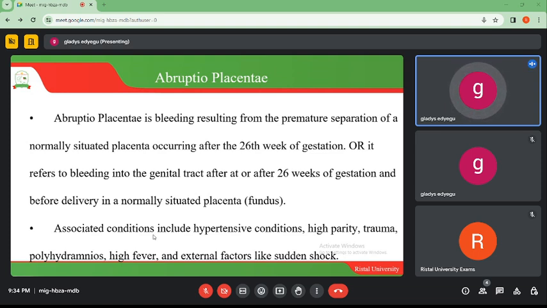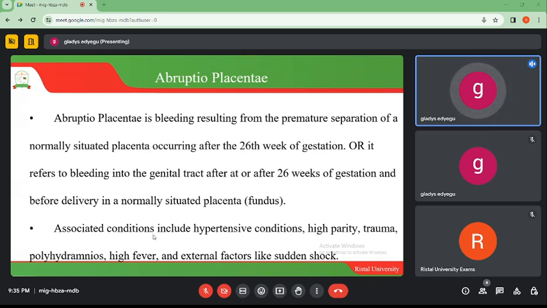So, as I explained about placenta previa, we said the placenta is located at the lower segment. But for the case of abruptio placenta, the placenta is located at the upper segment of the uterus, and that is the fundus. It is located normally, but the issue is it separates before the baby is born. And when you look at the gestation age, 26 weeks of gestation is the age whereby we feel these babies can survive if given all the conditions that are necessary for managing a preterm. These babies can survive like any other newborn.